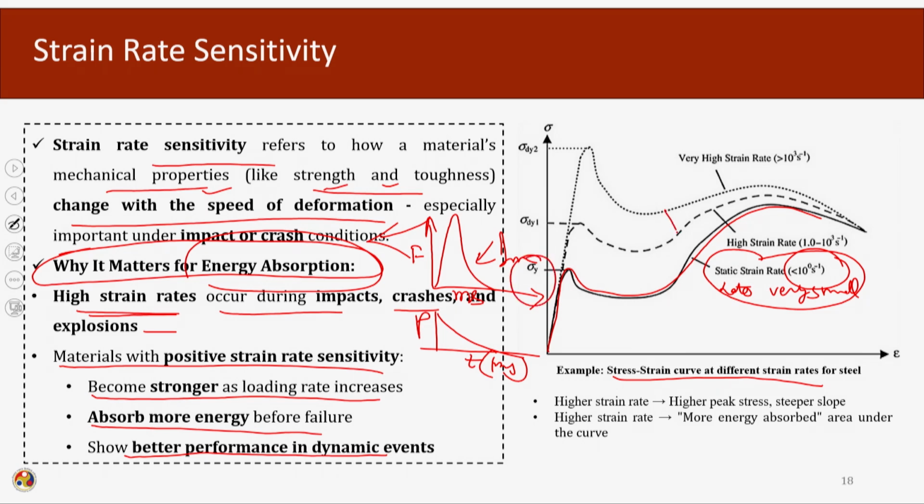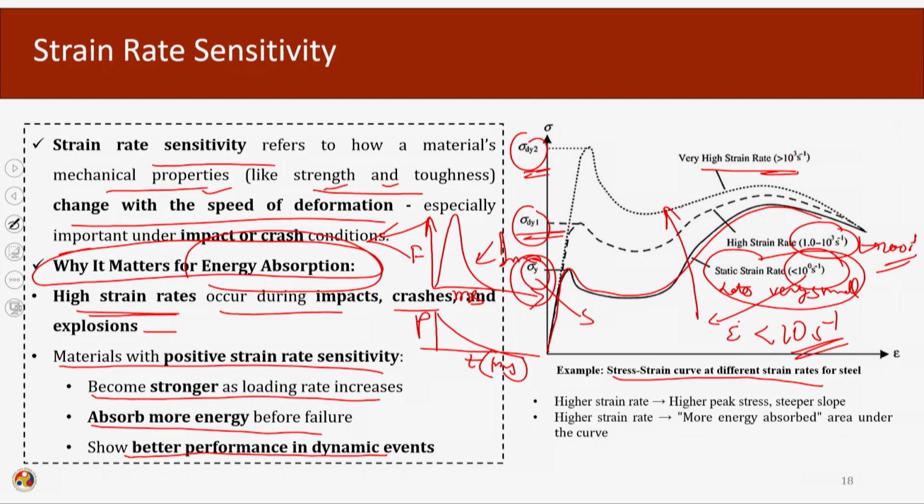As we increase the rate of loading, here the strain rate is less than 10 per second. As we increase further, we move into 1 to 1000 per second strain, and here we are looking at very high strain rates, more than 1000 per second. Here we can see the value of sigma y is increasing. We can call this the static stress and this the dynamic stresses, and with the increase in strain rate, this value is increasing.